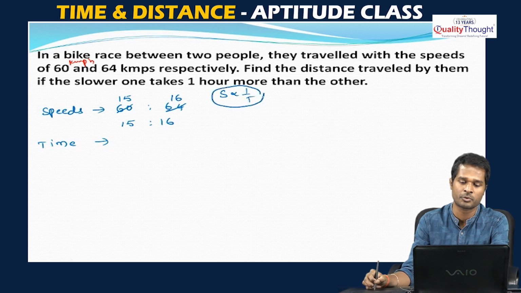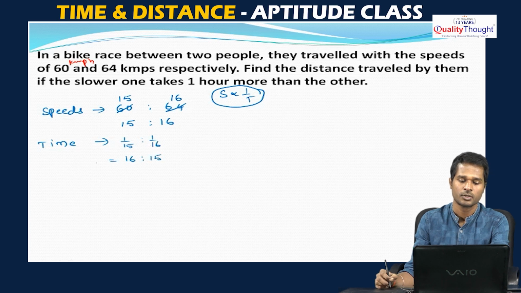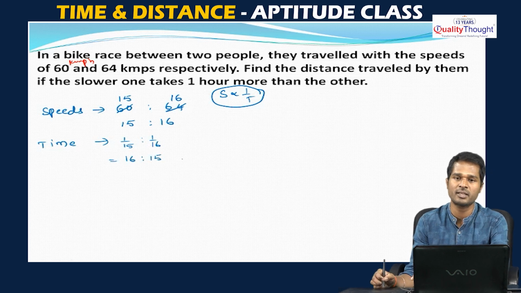Speed is inversely proportional to the time. So it is 1 by 15 is to 1 by 16, that is 16 is to 15. So the time will be 16 is to 15.